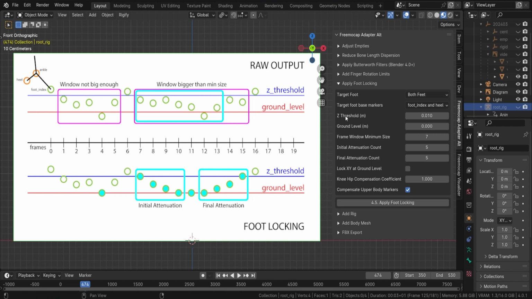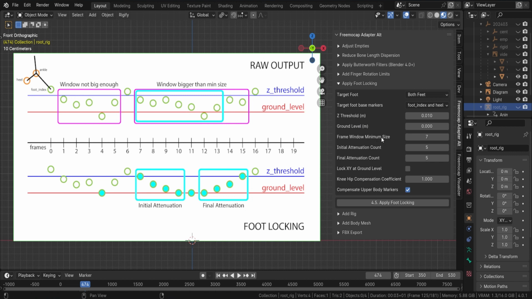Next is the Z threshold. It is the threshold under which the markers will be considered to be locked. This works together with the ground level. Ground level determines the fixed level of the ground to which the markers will be locked. The Z threshold must be higher than the ground level.